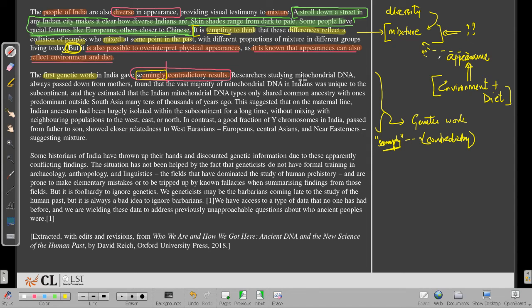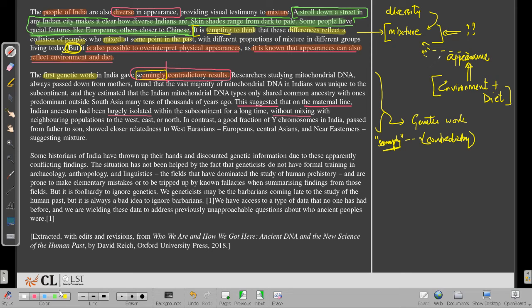Research studying mitochondrial DNA, always passed down from mothers, found that the vast majority of mitochondrial DNA in Indians was unique to the subcontinent, and they estimated that Indian mitochondrial DNA types only shared common ancestry with ones predominant outside South Asia many thousands of years ago. This suggested, and that's important, what? That on the maternal line, Indian ancestry has been largely isolated within the subcontinent for a long time, without mixing with neighboring populations to the east, west, or north.